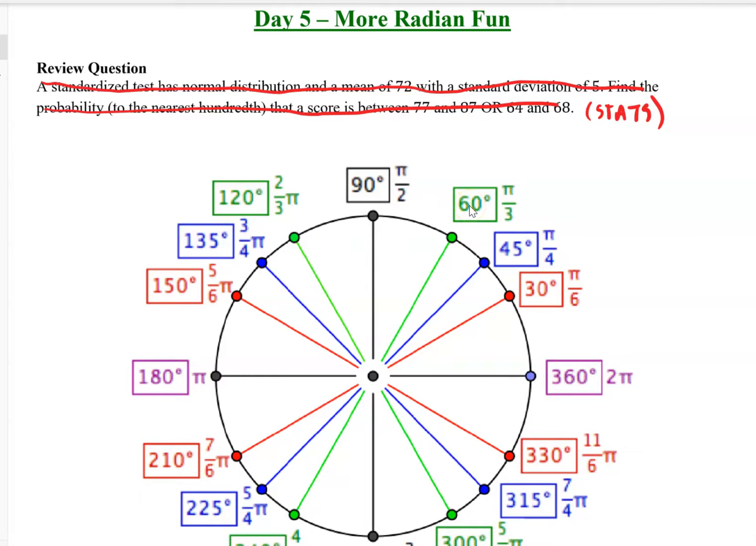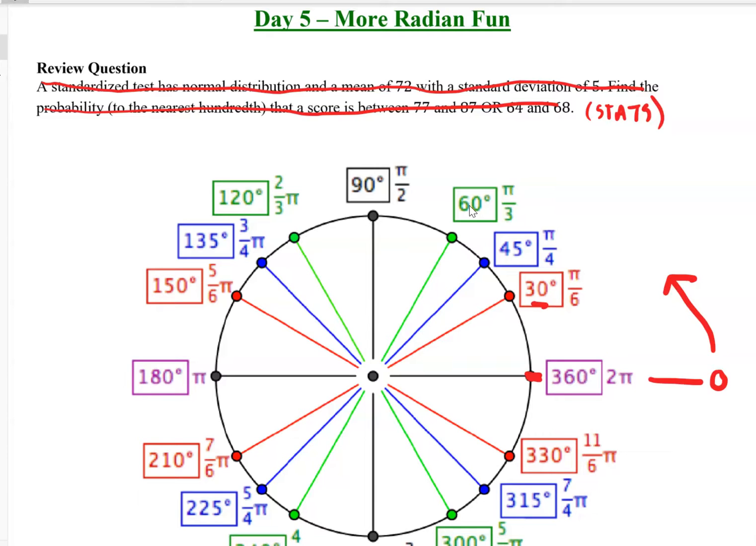Unit 12, Day 5. More fun with radians. On your homework, you were going through and taking radian measures and converting them to degrees and vice versa. This wheel starts us off from 0 and works our way counterclockwise through our degree and radian measurements. 30 degrees, as you'll recall, pi radians is 180 degrees, so this is pi divided by 6. 180 divided by 6. And then we work our way all the way around.